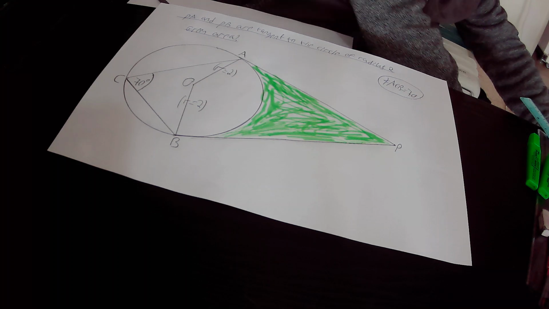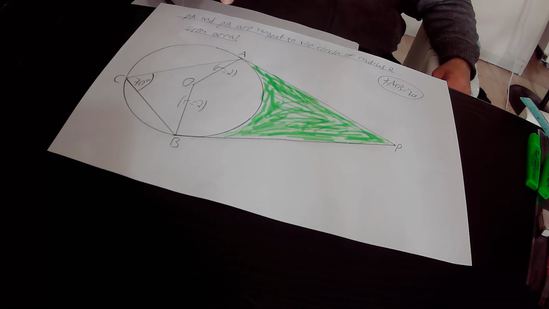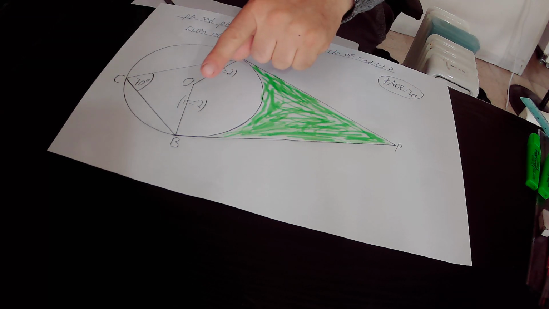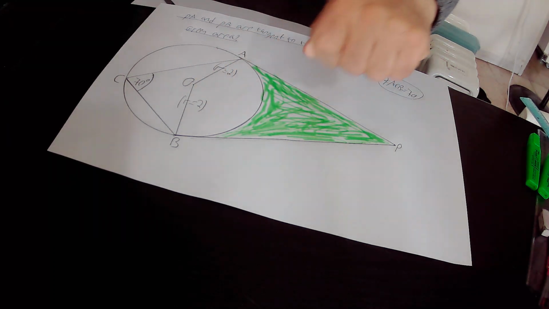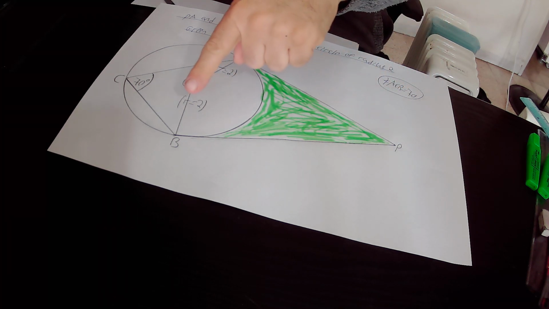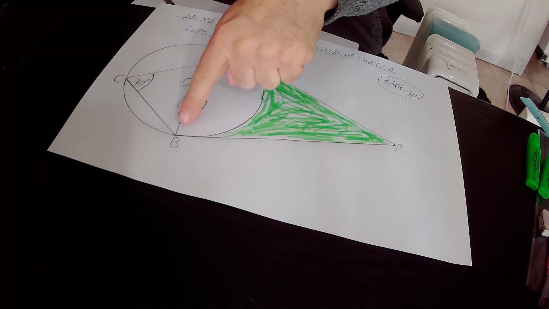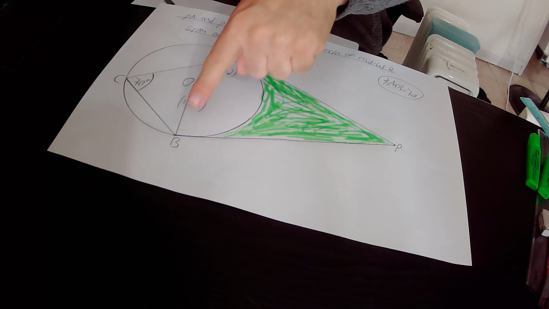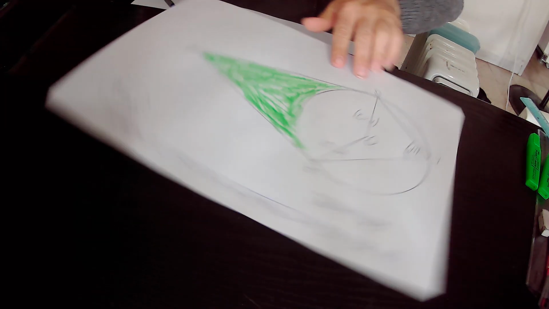Why? Because in our drawing we have the radius OB that is drawn to point B, the point of tangency of tangent PB with this circle. And whenever you have a radius drawn to the point of tangency, then tangent PB will be perpendicular to the radius BO. If PB is perpendicular to BO, it means that this angle equals 90 degrees. According to rule 1, of course.